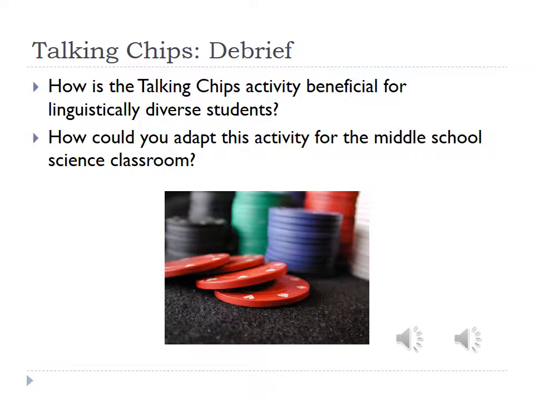Structuring talk like this helps ensure that linguistically diverse students have the opportunity to practice talking in a small group setting where they may feel more comfortable. Also, giving the chips to students ensures that everyone has a turn to talk. This activity could be used in many ways, as a warm-up to talk about initial ideas about a topic, or even as a review activity to go over material that everyone has covered.